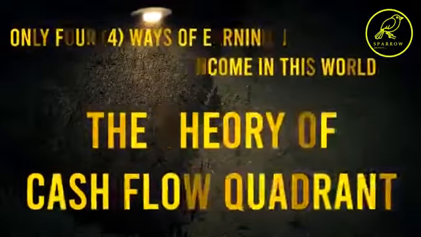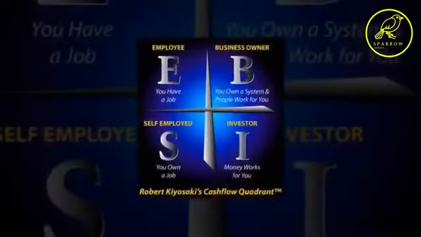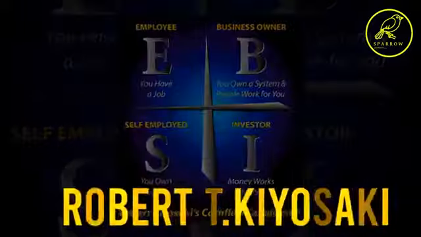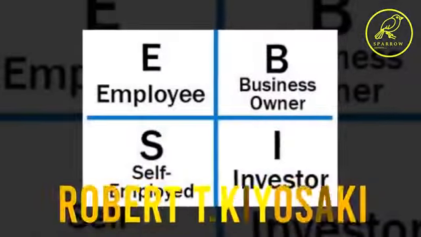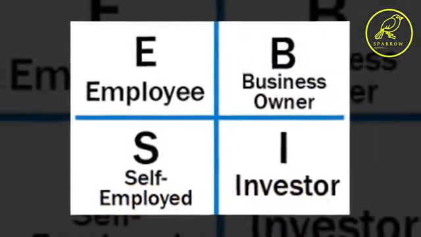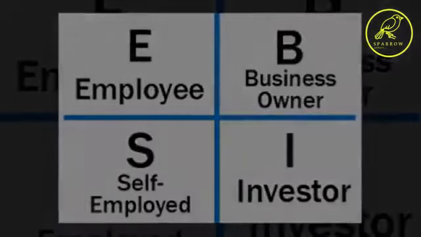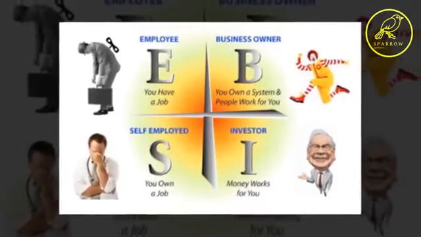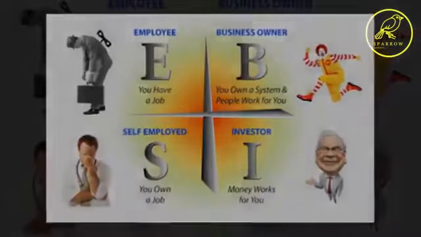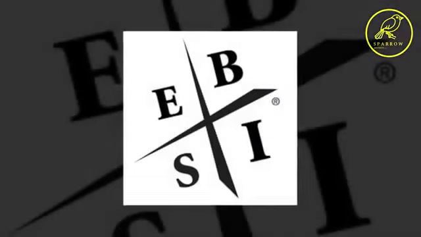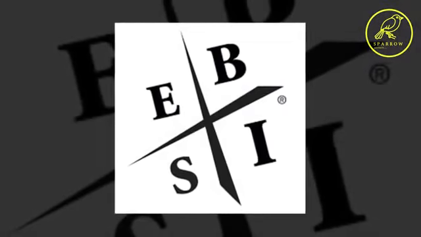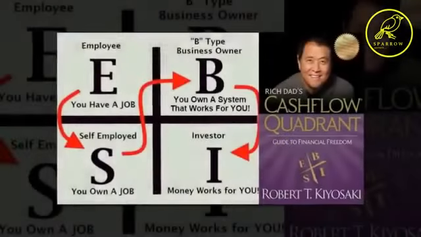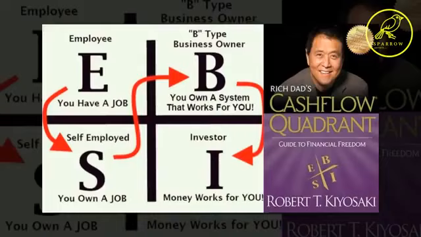We call it the theory of the cash flow quadrant, given to this world by the top financial advisor, Robert T. Kiyosaki. According to this theory, all the earning methods of people are categorized into 4, represented by the letters E, S, B, and I. The E stands for employees. The S stands for the self-employed or small business owners. The B stands for big business owners. And I stands for investors.